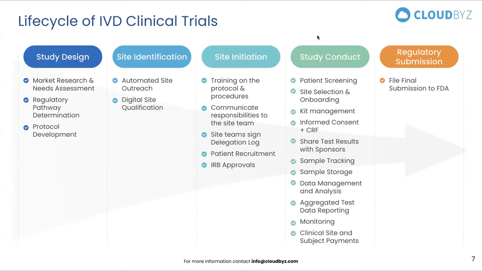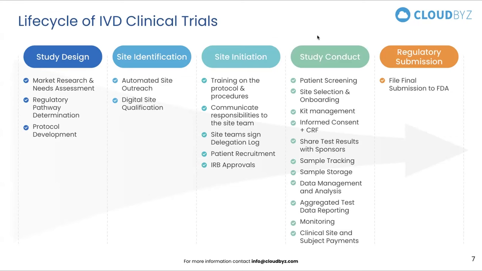So now that we have the sites ready, we can begin the patient recruitment, identifying and enrolling patients who meet the trial criteria. This step is vital for ensuring that we have adequate representation for the sample size for the study. And also remember that we need to take IRB approval before the protocol is put into action for study conduct.